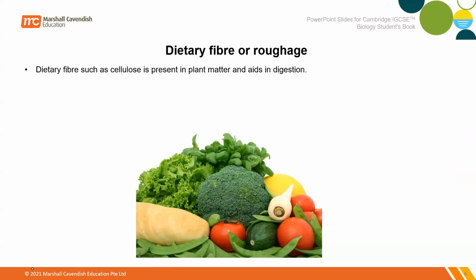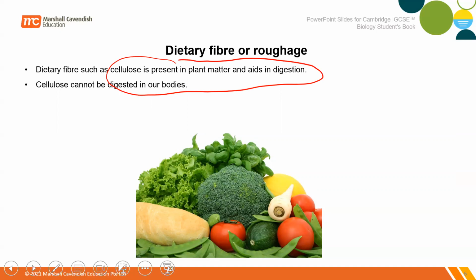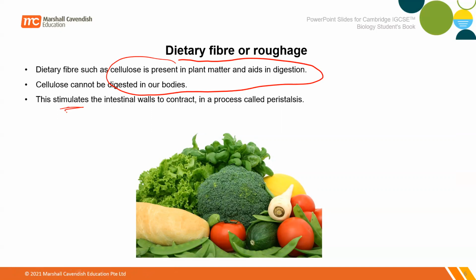Fiber is important for two main things. Number one, to prevent constipation. Number two, to prevent colon cancer. So dietary fiber, such as cellulose, is present in plant parts, and it is extremely important to prevent constipation and stimulate all of the intestinal wall to contract.